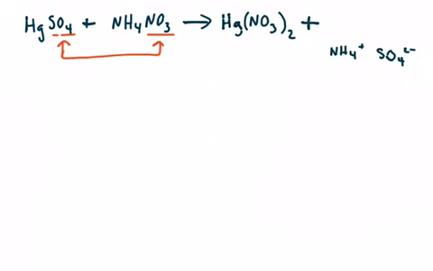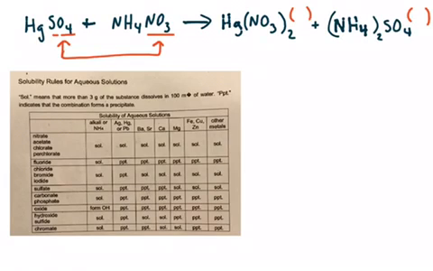Now, since ammonium is going to be paired with sulfate, and we see ammonium has a +1 charge and sulfate has a 2- charge, we're going to need 2 ammoniums per every 1 sulfate. Alright, so now that we have our products, let's go in and check our solubility rules.